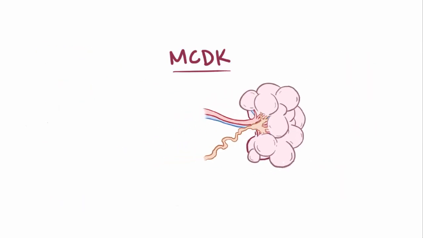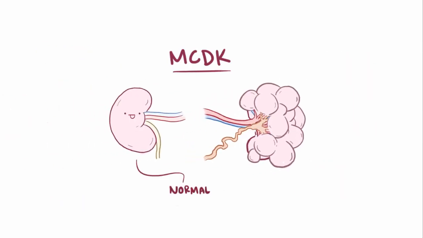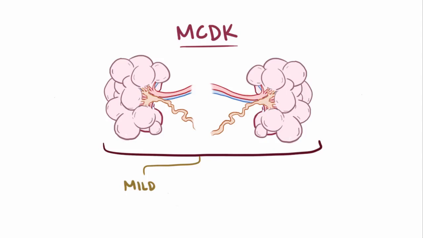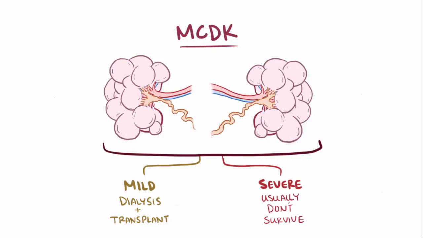If only one kidney's been affected and the other's functioning normally, the remaining kidney might be able to preserve overall kidney function. If it's bilateral and mild, the newborn might need dialysis and or a kidney transplant. But newborns with severe bilateral MCDK usually don't survive.